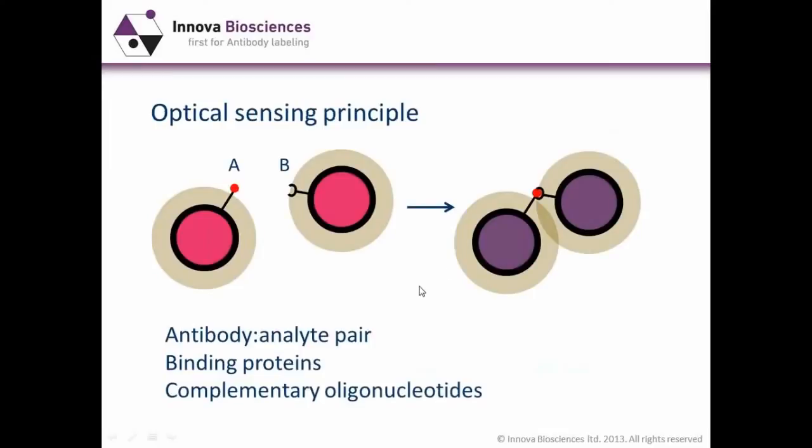Another application, optical sensing. This is where we have a binding entity A and binding entity B. The two can interact with one another. This could be an antibody and an analyte, two binding proteins, or possibly complementary oligonucleotides. So they interact with one another. The electron fields overlap, particles are in close proximity, and effectively we have a new shape. It's more like a rod than two separate particles, so the color changes.